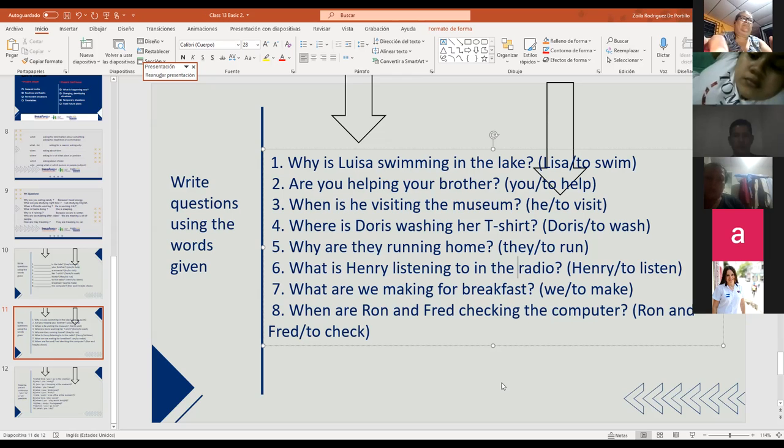¿Qué está oyendo Henry? En el radio. Ya no, que está oyendo nada más. ¿Qué está oyendo en el radio? Right? He's listening to the news. He's listening to the soccer game. He's listening to music. So what is he listening to? Thank you, Henry. Thank you, Aristides.